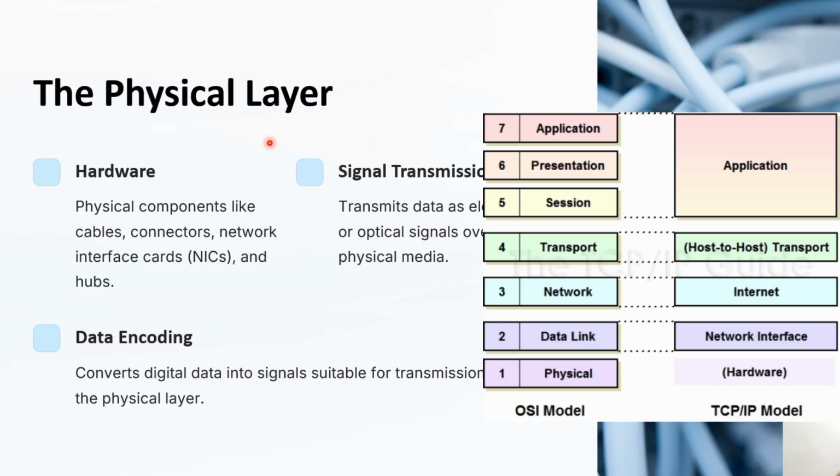The physical layer is about hardware, transmitting the signals and the encoding of data. Hardware is nothing but cables, connectors and NIC cards, that is network interface cards, and hubs. It transmits the signal in the form of electrical energy. Then we have to encode the data if required. It converts the digital data of zeros and ones into the corresponding signal format, which is suitable for transmitting the data over the physical layers.